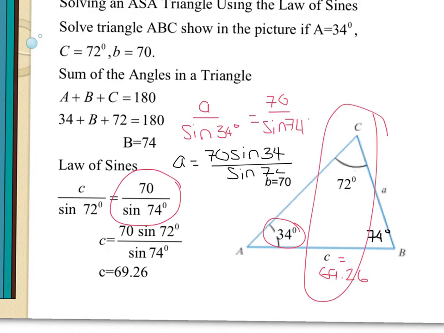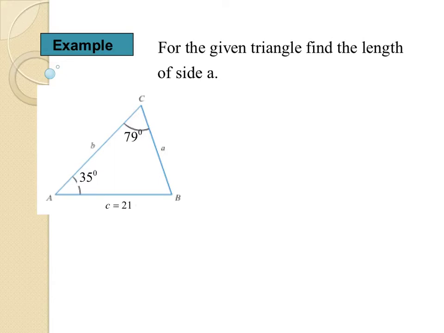Put this into your calculator. Let's round to two place values. A is approximately, yes, our answer is 40.72. It doesn't tell us that it's inches, so let's leave it alone. Units. Alright, so here the instructions say for the given triangle, find the length of side A.